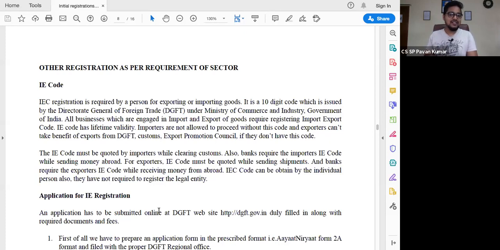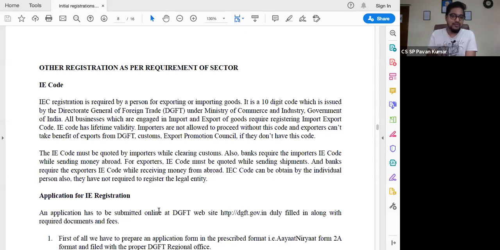Then comes the next step of registrations, which are other registrations which may not be mandatory. However, if I am doing a particular activity, for that activity, that registration becomes compulsory. For example, starting with IE code, which is your import and export code, which is basically a 10-digit code. Again, this is also a PAN based code. This is given by the Director General of Foreign Trade.